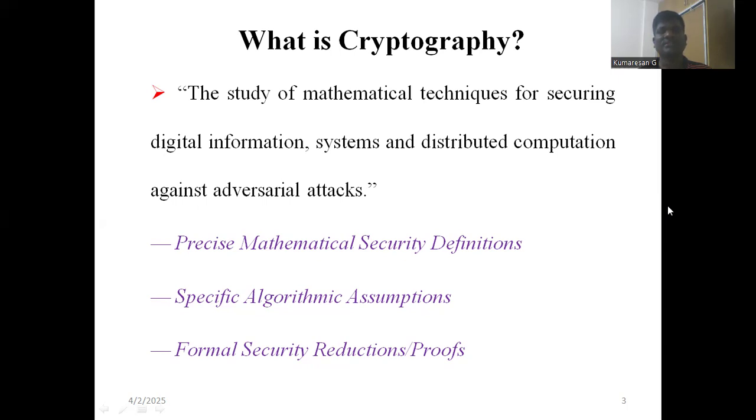Then we will see formal security reduction and proof. Suppose you are defining all the security models in a mathematical way. Through mathematical theorems and other things, we have to prove whether that particular proposed method is correct or not. This is the way cryptography information is included. So this is the basics about the definition of cryptography.